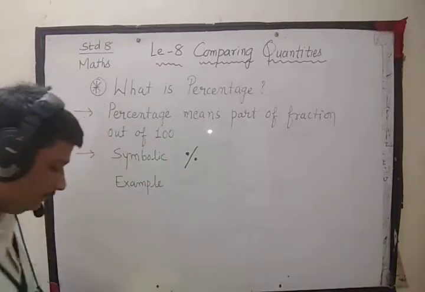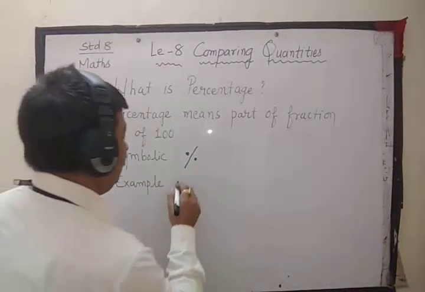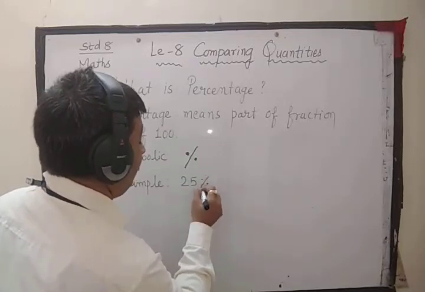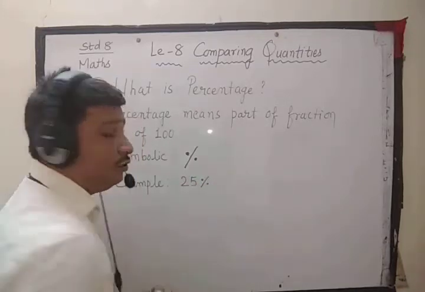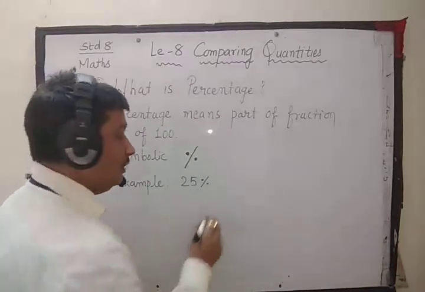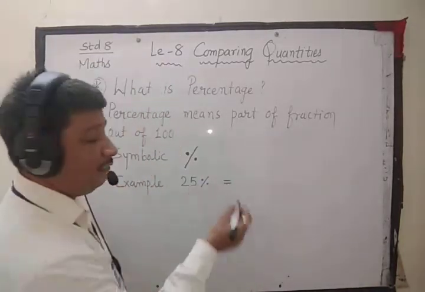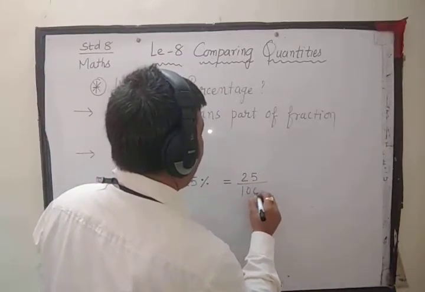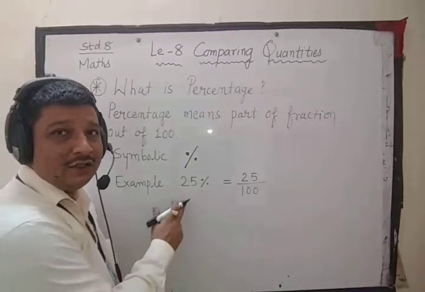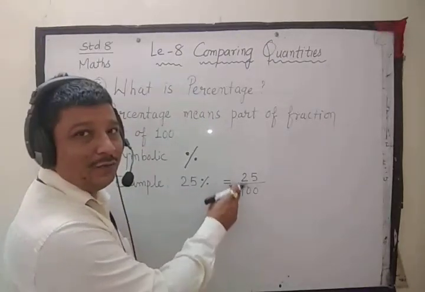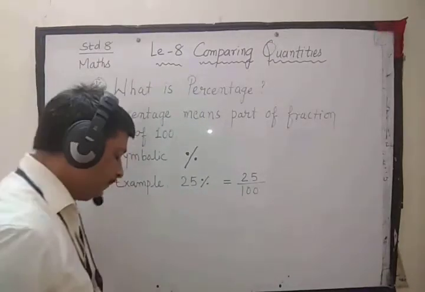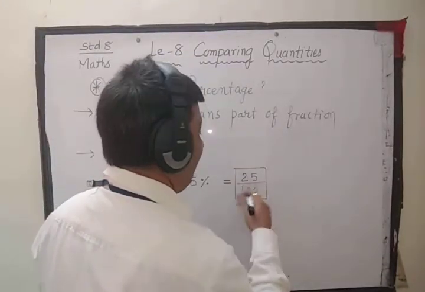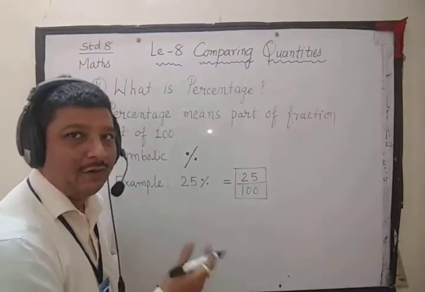Now we can take an example. Suppose 25%. So this is 25%. If we convert this percent into fraction, it means 25 out of 100. So this is percentage. Now it is converted into p upon q form, that is fraction form. And this can be further simplified if we require.